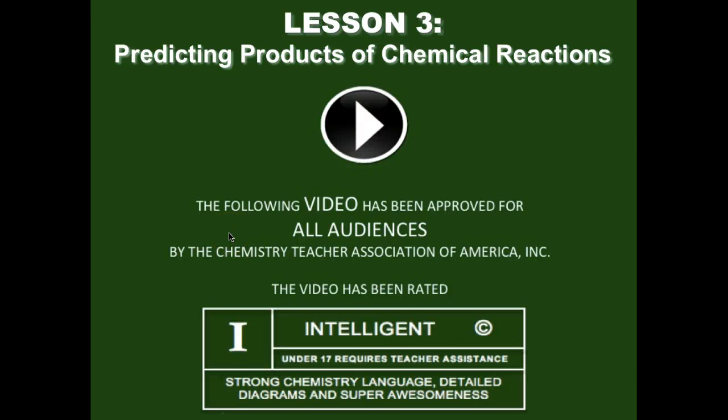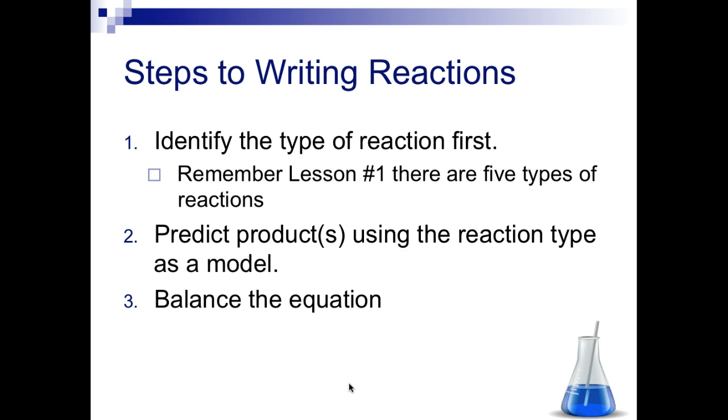All right, guys, let's look at lesson 3, which is predicting products of chemical reactions. There are 3 main steps to writing a reaction. The first step is to identify the type of reaction that the 2 reactants or the reactant will undergo. Remember, we talked about these in lesson 1. There are 5 of them: synthesis, decomposition, single replacement, double replacement, and combustion. These are the 5 main types that you're going to be utilizing in this lesson to predict products.